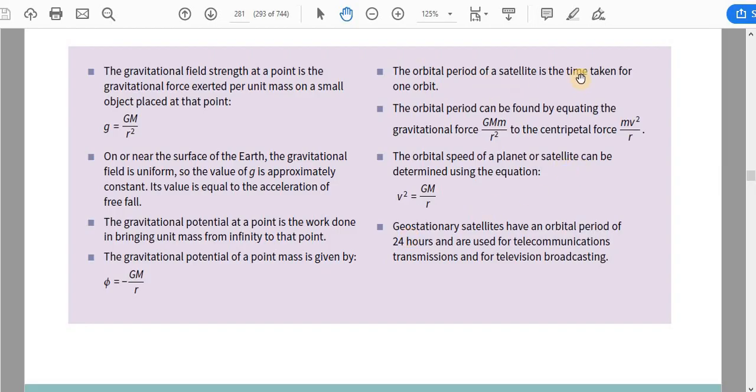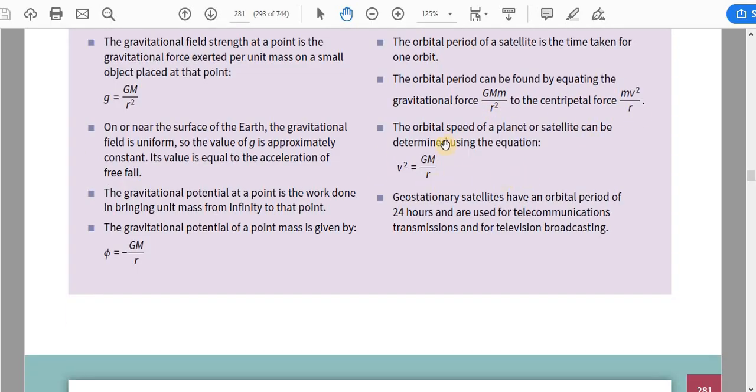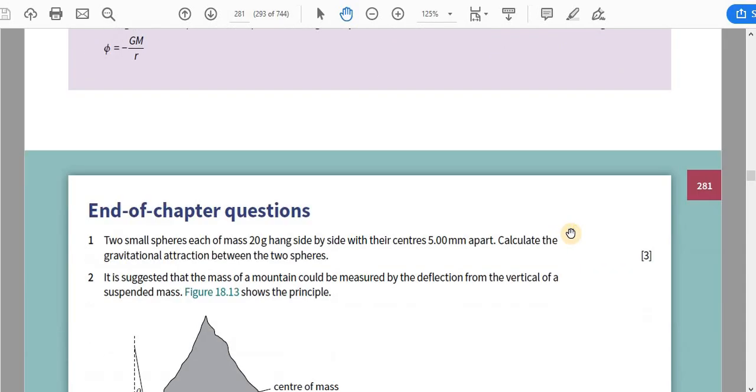Then the period is the time taken for one orbit. The orbital period can be found by equating the gravitational force, and we saw all of that. This equal to this, and we got this equation. The orbital speed of a planet or satellite can be determined using the equation. Then finally we learned about geostationary satellites, which have an orbital period of 24 hours and are used for telecommunications, transmissions, and for television broadcasting.